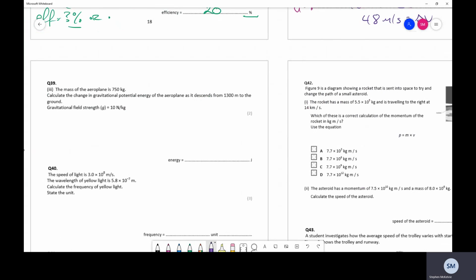The mass of an airplane is equal to 750 kilograms. Calculate the change in gravitational potential energy as it descends from 1,300 meters to the ground. Gravitational field strength is 10 newtons per kilogram. I'm so sick of gravitational potential energy equations.